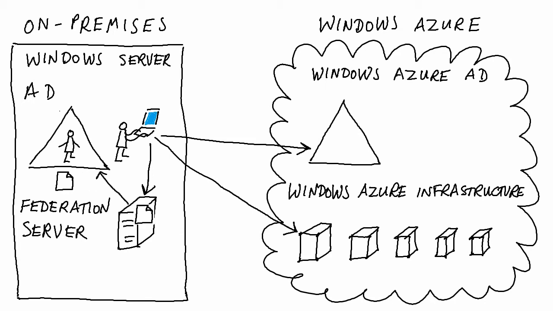ADFS will create a token, which is posted via the user's browser to Windows Azure AD. Windows Azure AD checks its validity and creates a new token, which it posts via the user's browser, to the Azure infrastructure. When the token is validated by the infrastructure, the user is given access. Single sign-on.